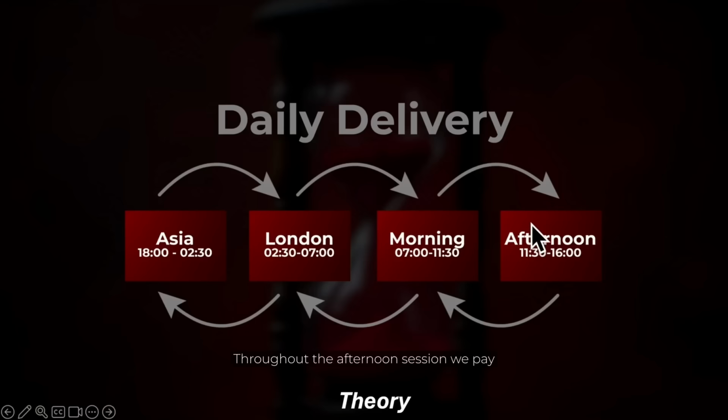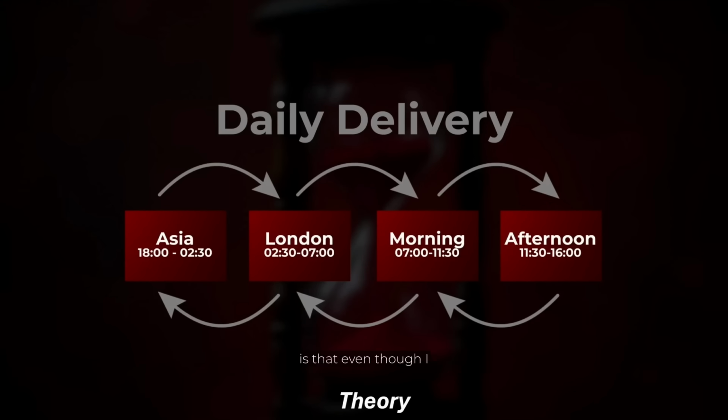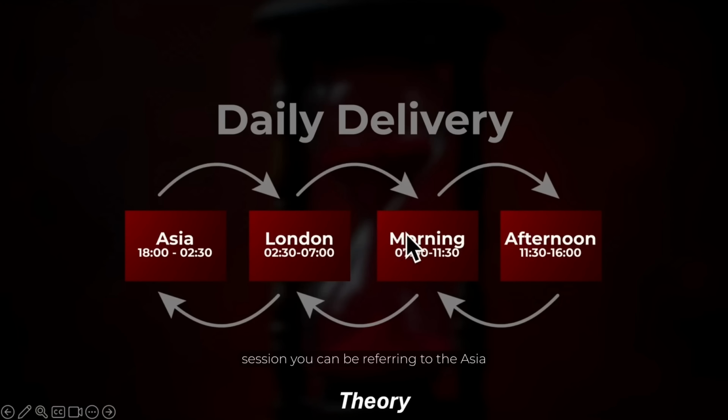Throughout the afternoon session, we pay attention to the high and low of the New York morning session. Now, one thing which is important to note is that even though I have just been mentioning the previous time cycle with respective highs and lows, we also pay attention to the highs and lows of even further time cycles in the past. So throughout the afternoon session, you can be referring to the London high and low, for example. Or throughout the New York morning session, you can be referring to the Asia high and low, for example. Don't forget about those levels.